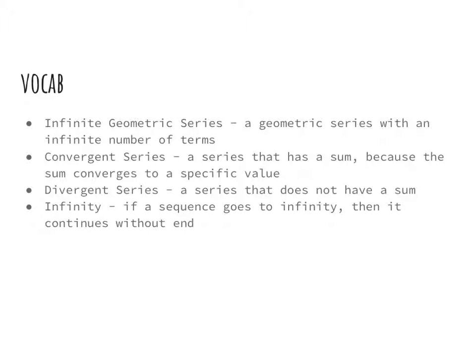We have convergent series, and that is a series that has a sum because the sum converges to a specific value. We also have a divergent series, and that is a series that does not have a sum. And then we have infinity. If a sequence goes to infinity, then it continues without end.